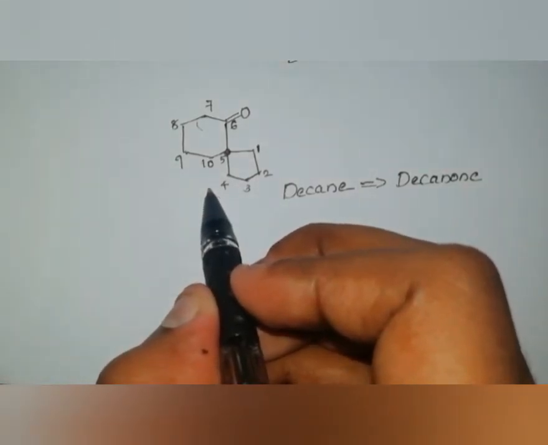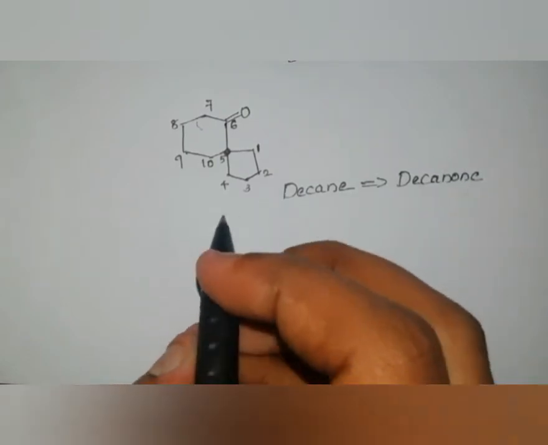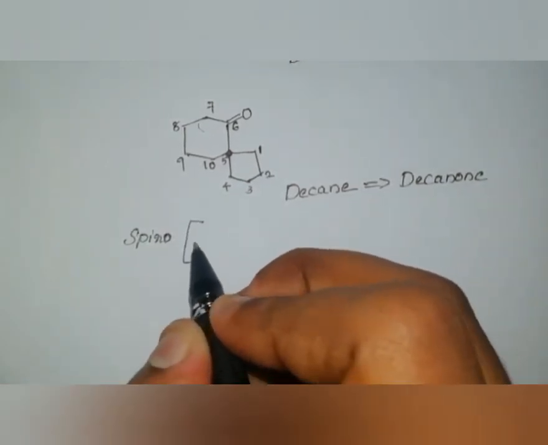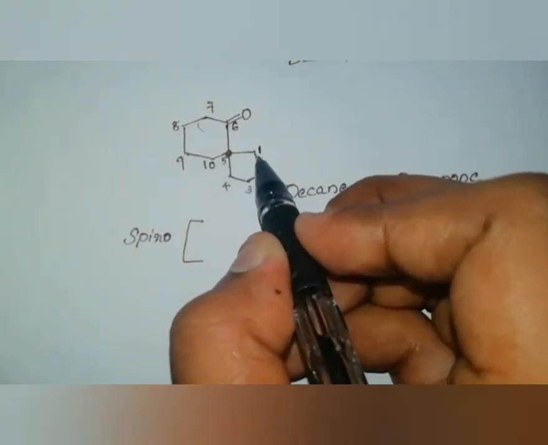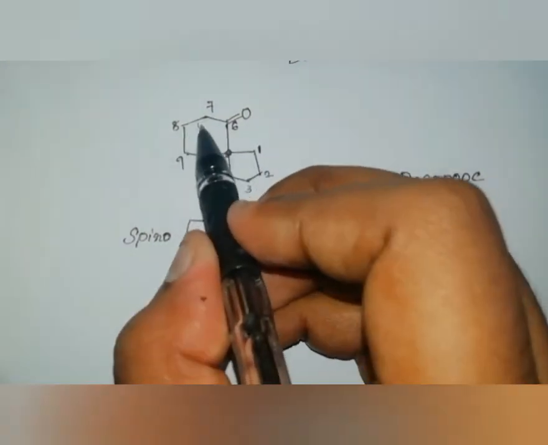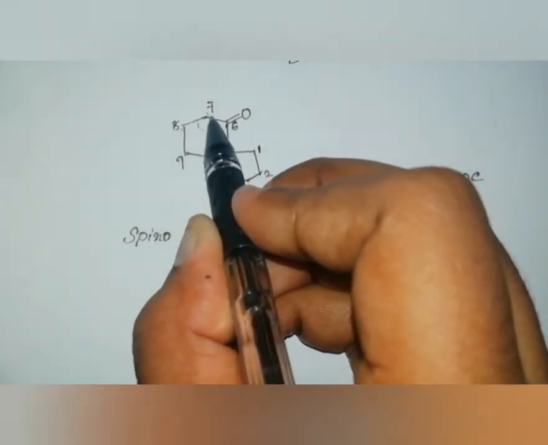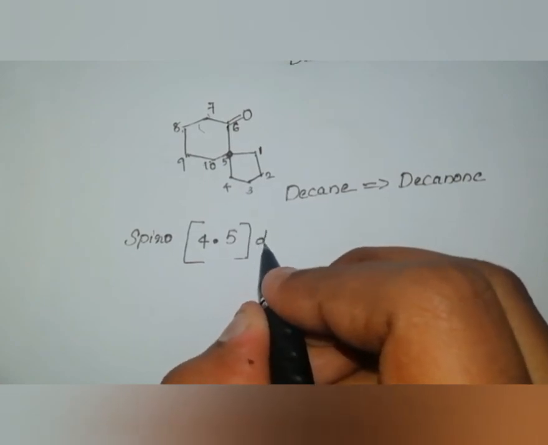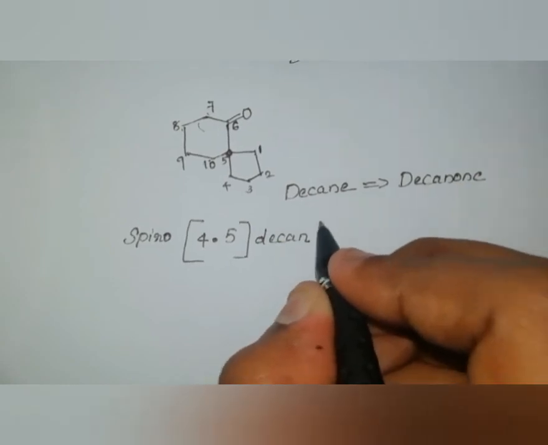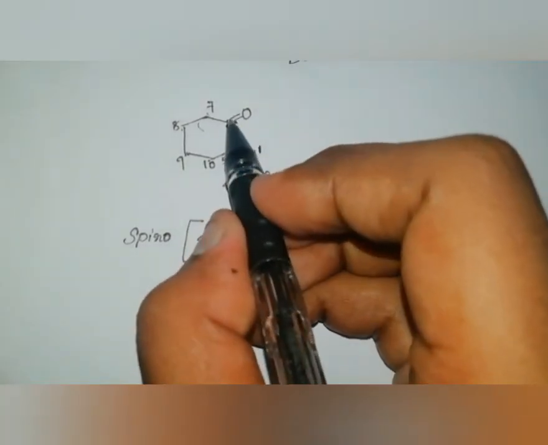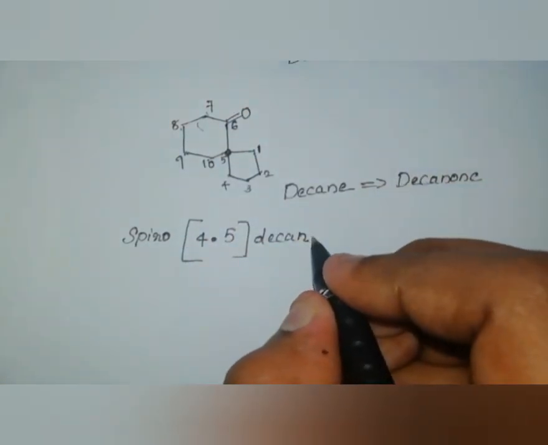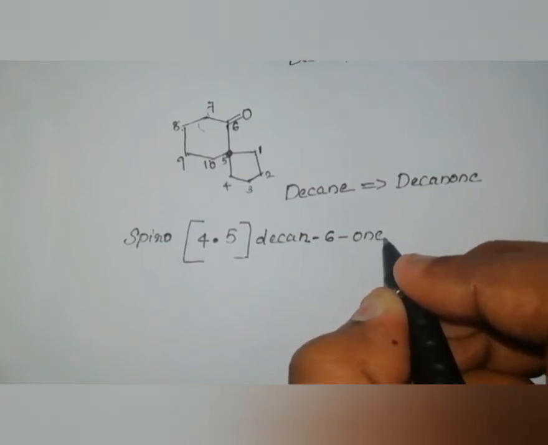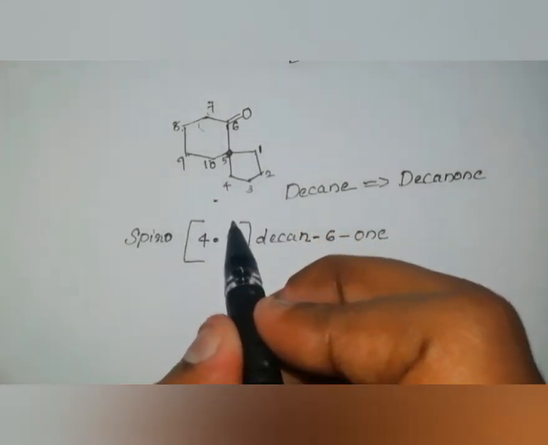So coming to this problem, this is the parent name, and for the name of this compound we use the prefix Spiro in front, and we see how many carbon atoms are in this particular ring: 1, 2, 3, 4 carbon atoms. Then how many carbon atoms in this ring? 1, 2, 3, 4, 5 carbon atoms. So this is the number that we have to put inside this bracket. Then decane. Here we put the name as decane, but we have to mention at which carbon the functionality is present. So we have to mention that in the name. The 6th carbon has the carbonyl group, so the name becomes Spiro[4.5]decan-6-one. This is the name of this particular compound.